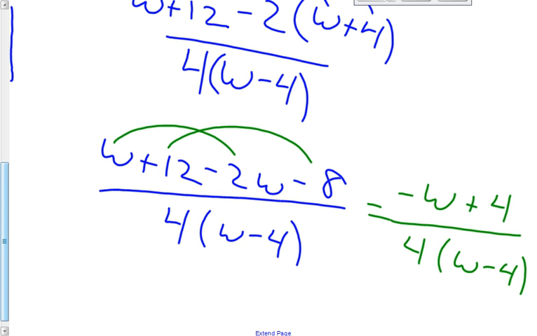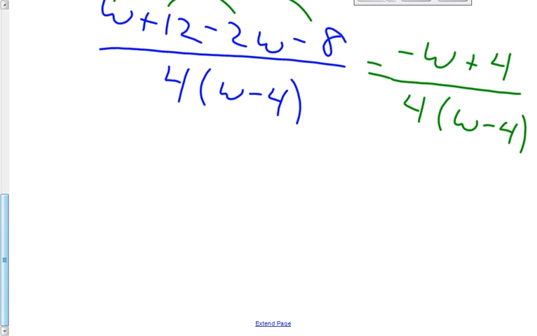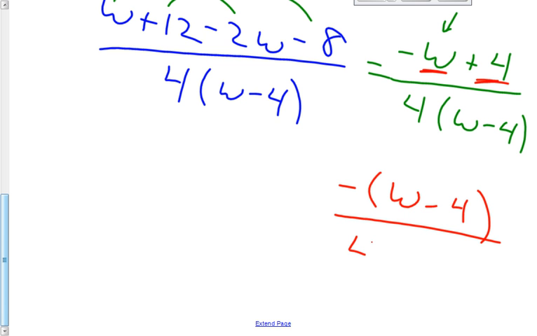Now you might think you're done up to this point, but class, always remember that if you can take out a negative number to make your variable positive, such as this negative 1w, let's take out a negative 1. So now this is a positive w, and this is now a negative 4. That over 4 times the quantity w minus 4.